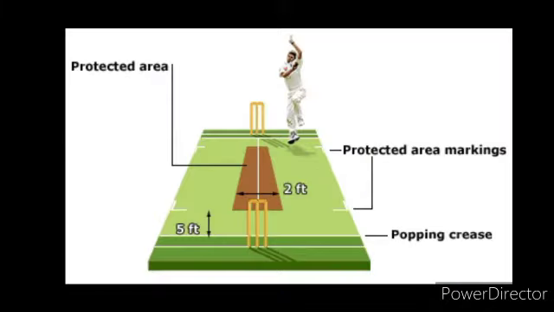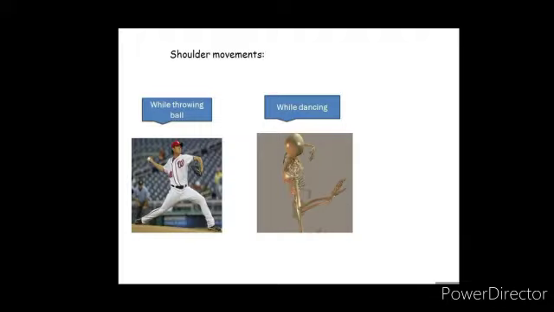Bowl an imaginary ball at an imaginary wicket. How did you move your arm? Did you rotate it at the shoulder in a circular movement? Yes, right. Did your shoulder also move? Students, all of you see here in this picture shoulder movements while throwing a ball and while dancing.